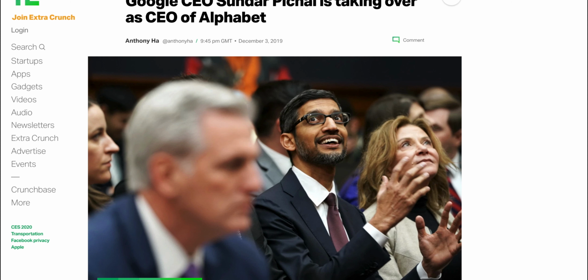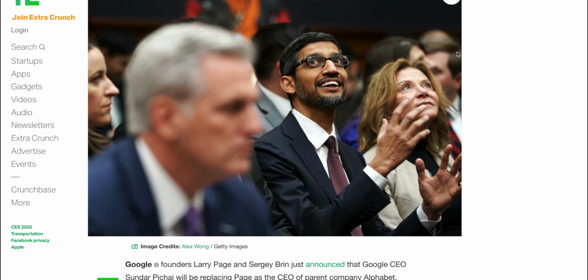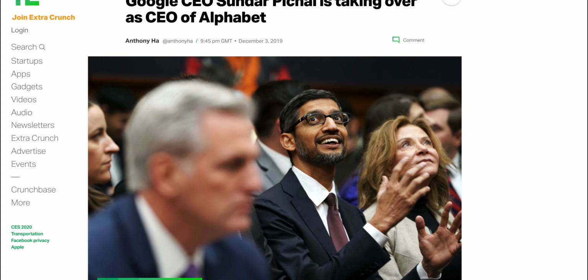On the screen, I have an article from TechCrunch, and each week I'm going to be looking into a form of information that is somewhat related to investment, if possible. We'll be discussing this article later on. It's about Sundar Pichai becoming CEO of Alphabet and the recent effects it's had on the stock market.